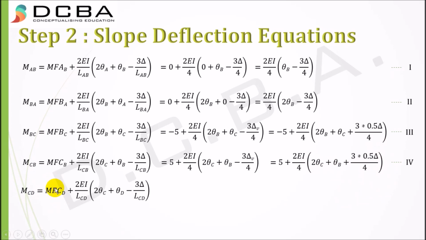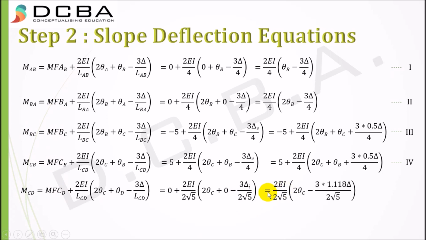MCD, MFCD was 0, right? Theta C will remain, theta D is 0 since it's a fixed point, and delta would be delta I because CD is an inclined member and the deflection perpendicular to that member would be delta I, and the length is 2 root 5. This 2 root 5 is the length of the member CD. Okay, simplifying this I get 2EI upon 2 root 5, 2 theta C minus 3 into 1.118 delta by 2 root 5. Okay, we'll name this equation as number 5.